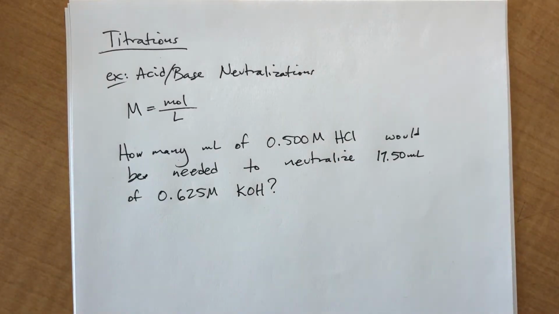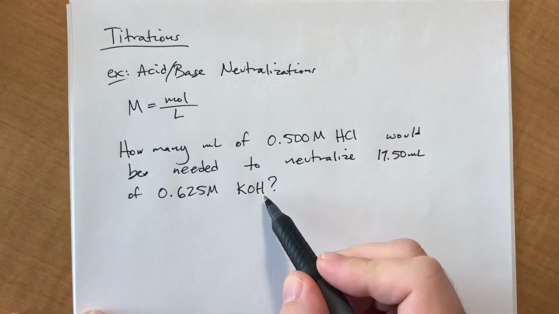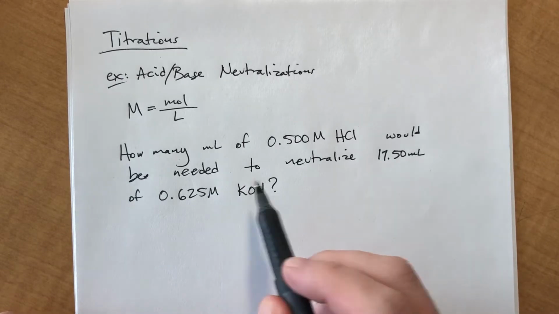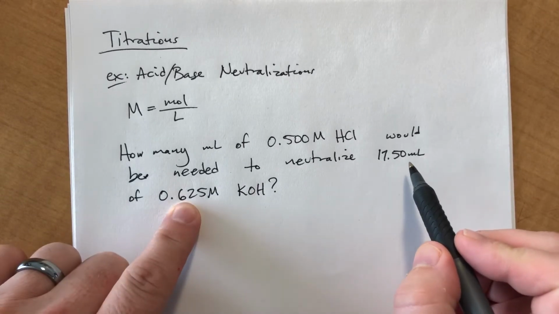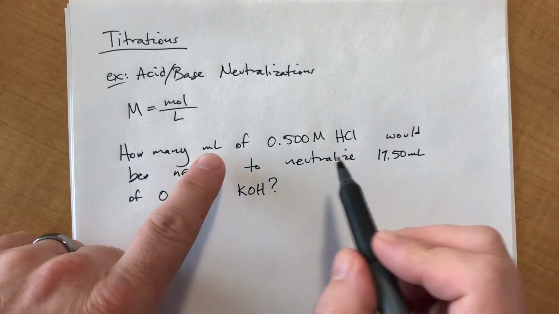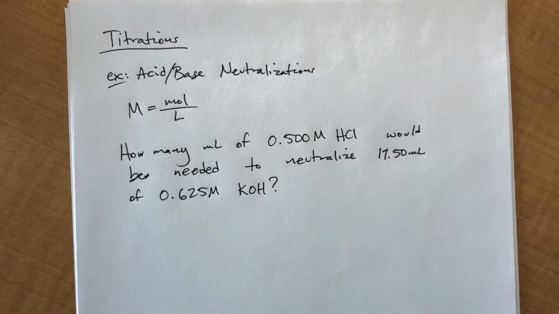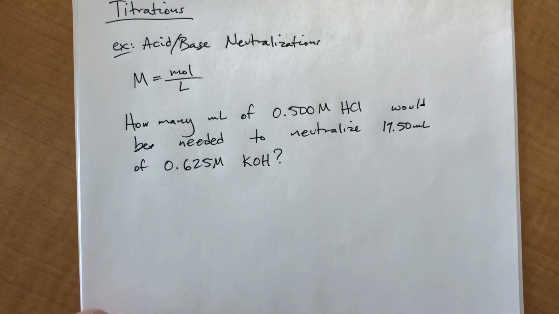This is a typical titration problem. We have an acid and a base reacting, and usually we'll know the volume and the concentration of one of the two, and we're solving for either the volume or the concentration of the other one. These are not the only way to do it, but these are the most common types of titrations. So the very first step, no matter what, is to write out the balanced equation.